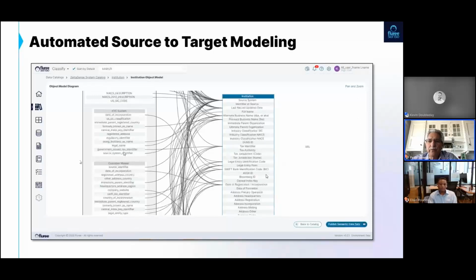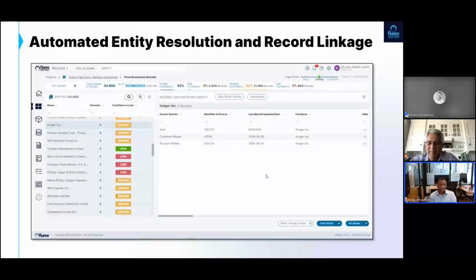I think that word that you use is usually important, Eliud, because when people look at this diagram, they think, oh my God, I have to do this. And the word automated is important, in that this is a good visual representation, but the fact of the matter is the system builds all those relationships. That's correct. Yeah.